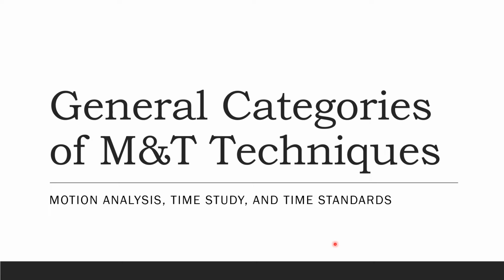So you look at the general categories of motion time techniques. There are only three. One, we're going to analyze the motion or activities. Two, we are going to study the time it takes to do a job at work. And three, we're going to form standards.